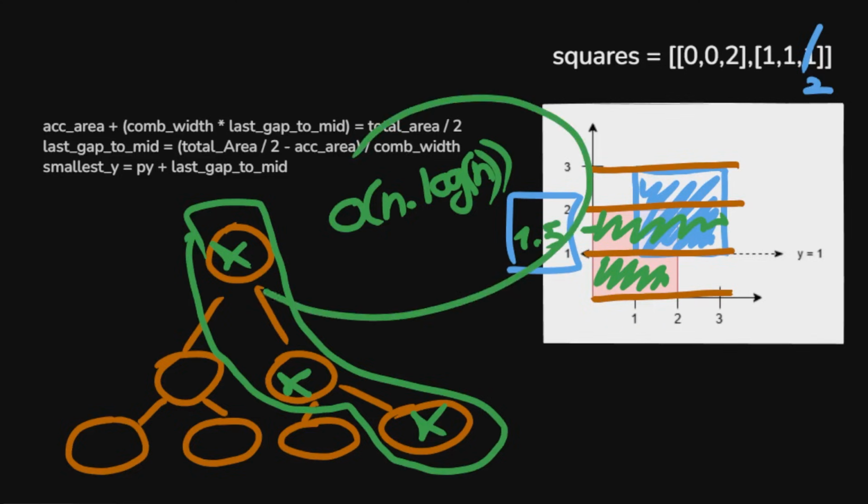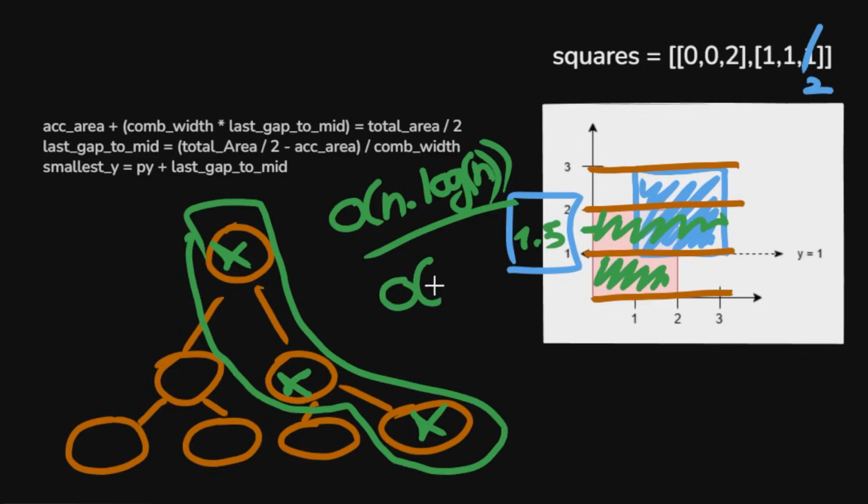So we can say that this is the required time complexity. And space complexity is big O of n because this is required for sorting, and also we are building events from these squares to be able to implement our line sweep. So with this in mind, now let's go with the code.